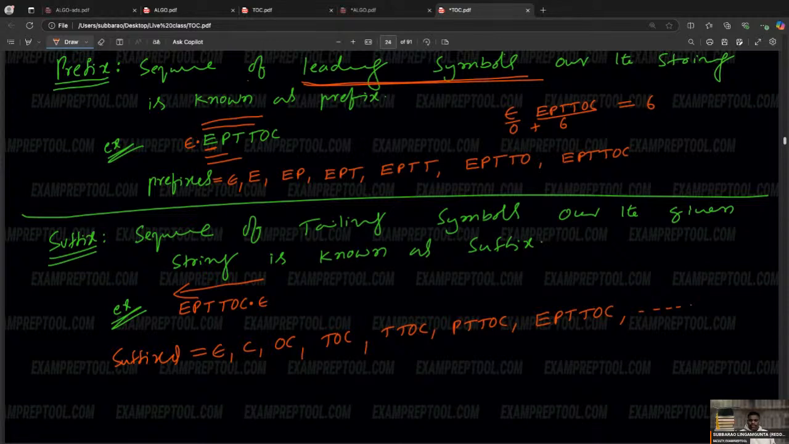Right? Prefix also okay, suffix also. First prefix is epsilon, first suffix is epsilon. Are you okay till now? I'm saying to you, epsilon is the game here. In the TOC subject, the game is epsilon only. Samjha? If you know epsilon, you know TOC.